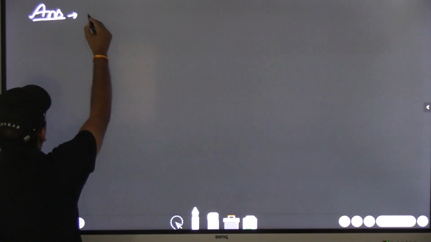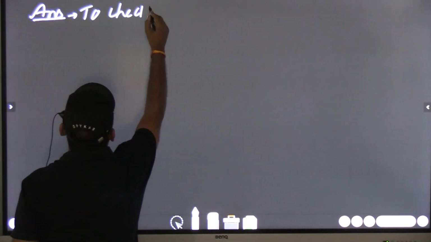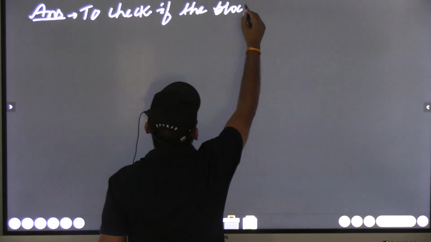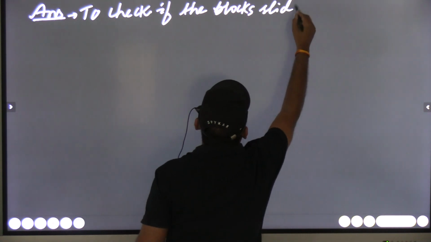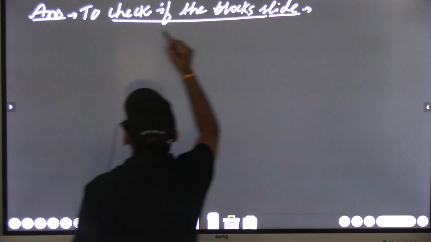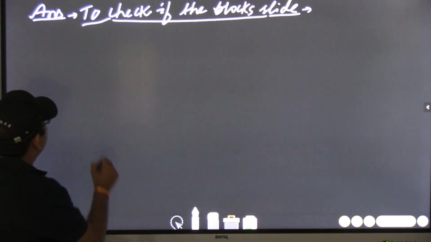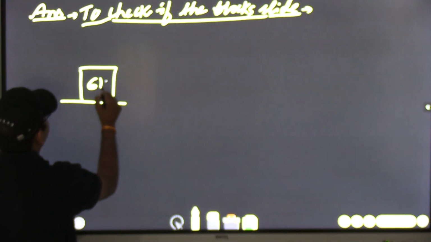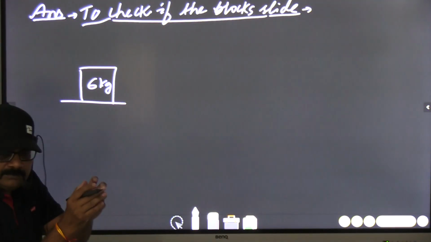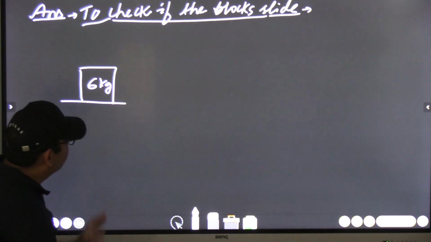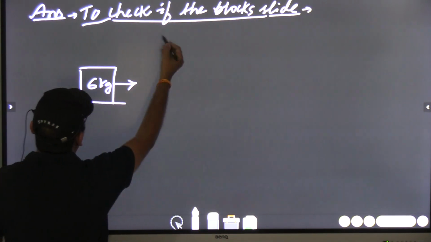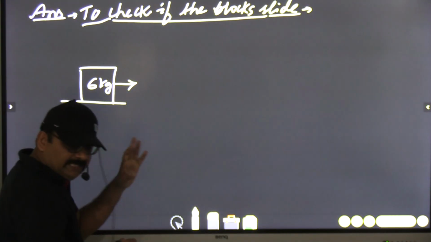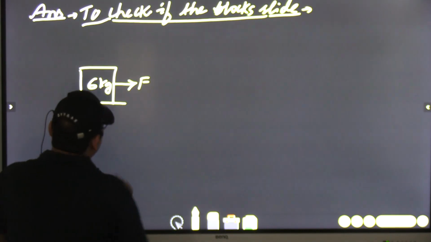So to check if the blocks slide, we will check. The mass is 4 kg and 2 kg. Suppose there is one body of mass 6 kg. The friction between the two blocks is now an internal force. So what is the external force? Leave the cases, let us find separately. Suppose the force is F, and what is the friction?